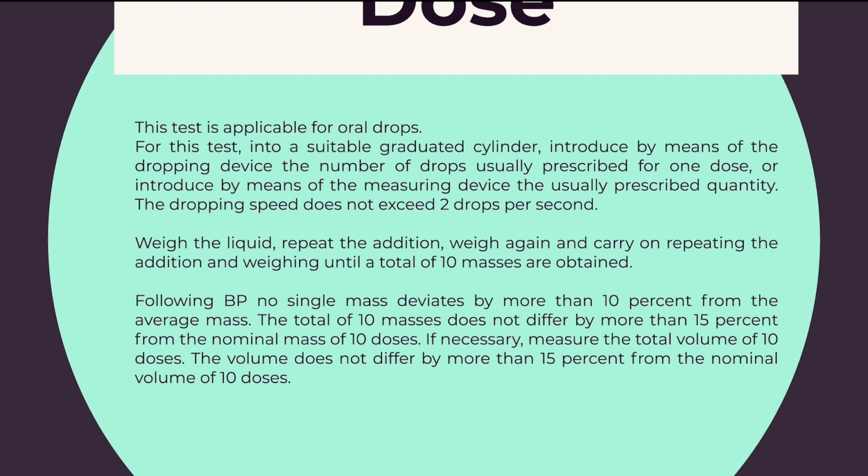Weigh the liquid, repeat the addition, weigh again, and carry on repeating the addition and weighing until a total of 10 masses are obtained. Following BP, no single mass deviates by more than 10% from the average mass. The total of 10 masses does not differ by more than 15% from the nominal mass of 10 doses. If necessary, measure the total volume of 10 doses. The volume does not differ by more than 15% from the nominal volume of 10 doses.